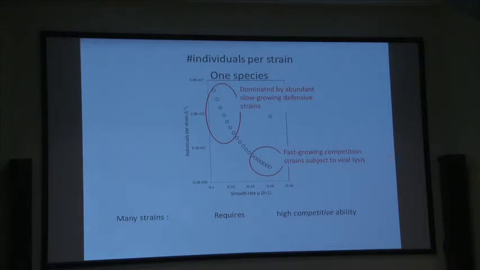So many strains require high competitive abilities. Many individuals per strain requires high defensive abilities. And high abundance of a species then requires both. So now you have a theory where abundance depends both on your competitive and your defensive abilities.